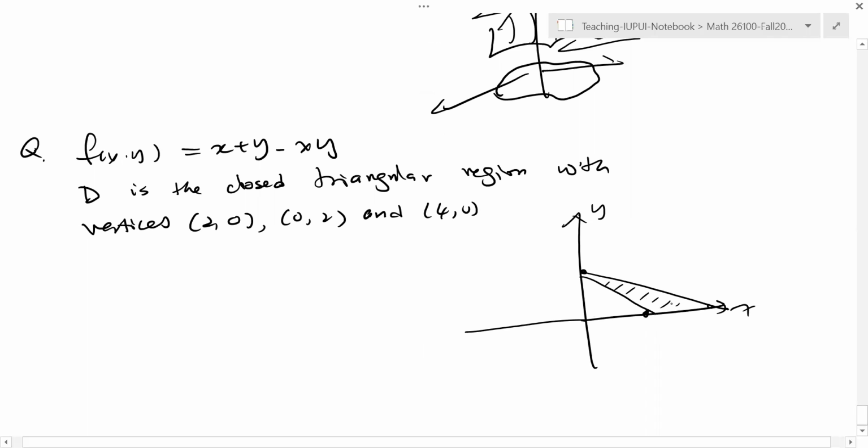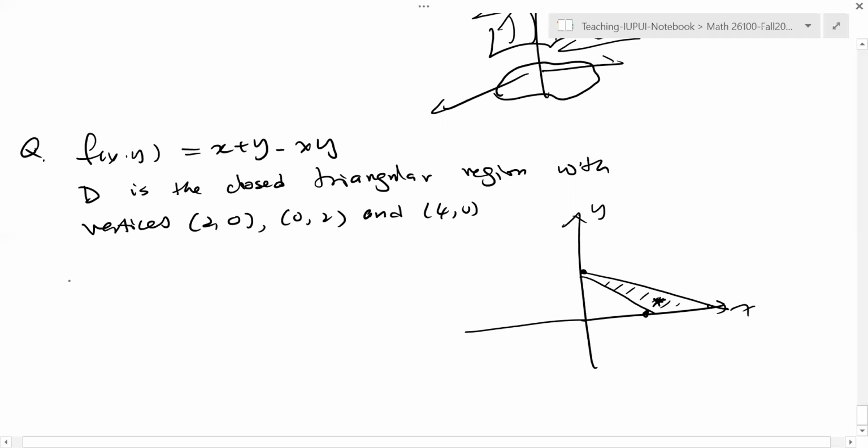So the function is defined on this triangular region including the boundary. That's why it's a closed region. We want to find the absolute maximum value of the function and the absolute minimum. So it must have an absolute maximum value and an absolute minimum value. Maybe it attains the absolute maximum value on the boundary. So the first thing we have to do is try to find any possible critical points inside the triangle.